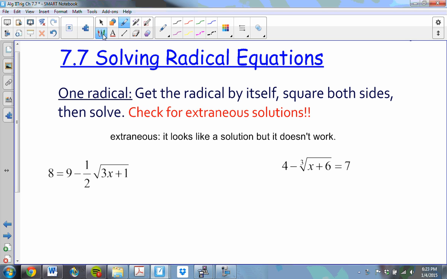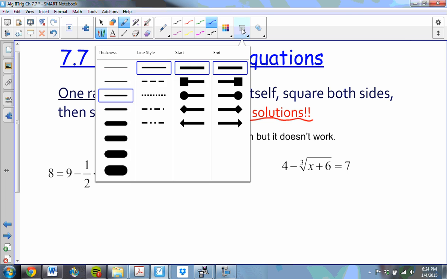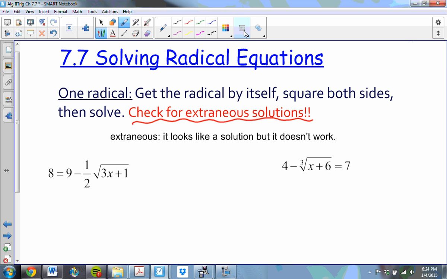I'm going to solve this just like regular. I'm going to do some solving steps where I just try and get the x by itself. When I'm all done with this, I check for an extraneous solution, which means I check to see if the solution I got actually works, because sometimes you can get solutions that don't actually work. So I'm going to try and get this x by itself.